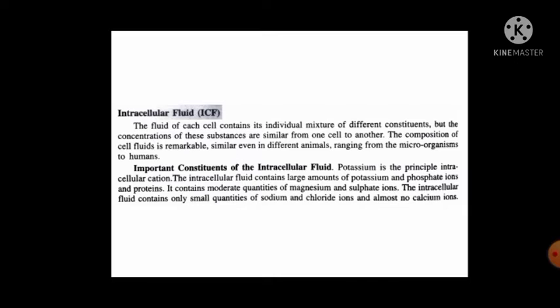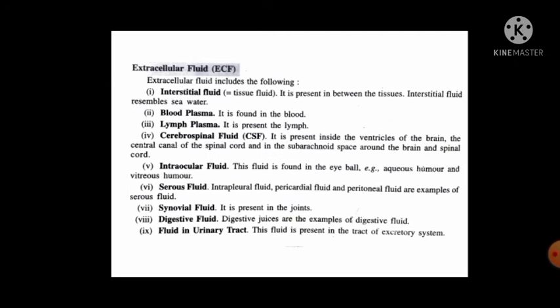Intracellular fluid contains a large amount of potassium, phosphate ion and protein. It contains a moderate quantity of magnesium and sulfate ion. The intracellular fluid contains only a small quantity of sodium and chloride and almost no calcium. No calcium is present; the ion composition of the intracellular fluid is very important.